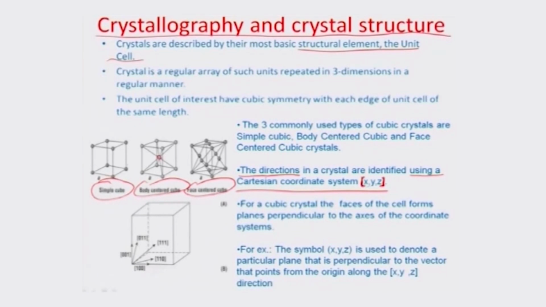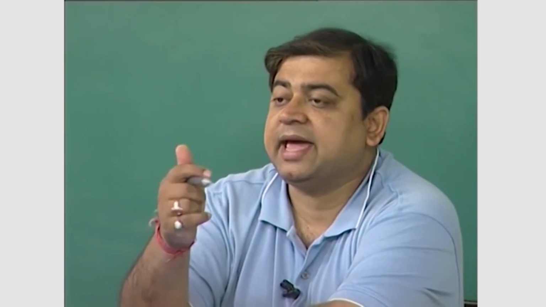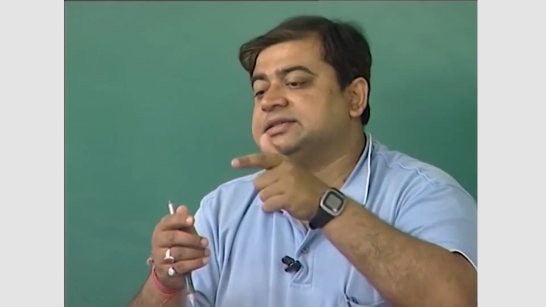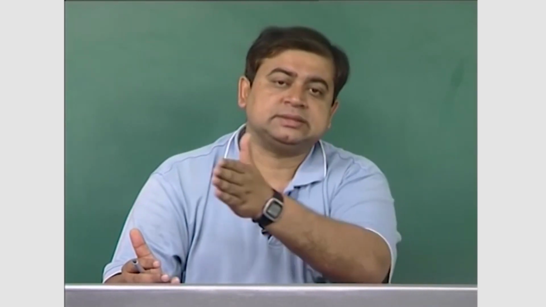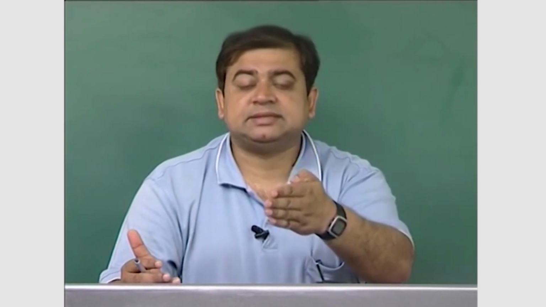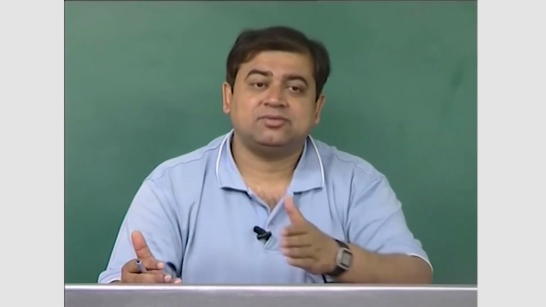So if I say that it is a 1 0 0 growth, that means the crystal is growing in the x direction. If it is a 0 1 0, it is growing in the y direction. Similarly, if it is a 0 0 1, it is growing in the z direction. And not only that, you can change the planes. If the growth is along a certain plane, then it can be a 1 1 0, or let's say 1 0 1, or a 0 1 1, which corresponds to different planes of the growth.